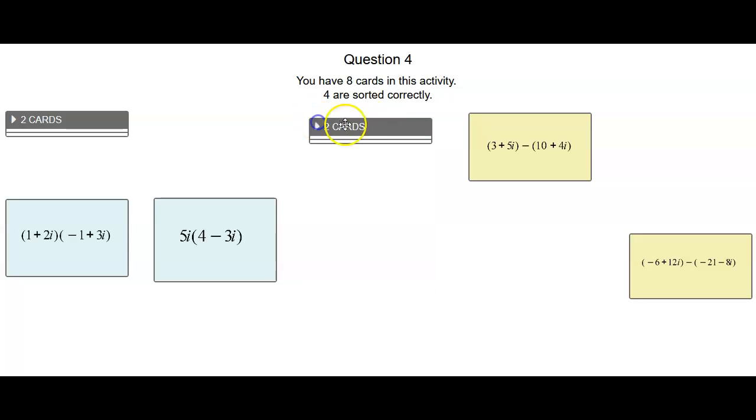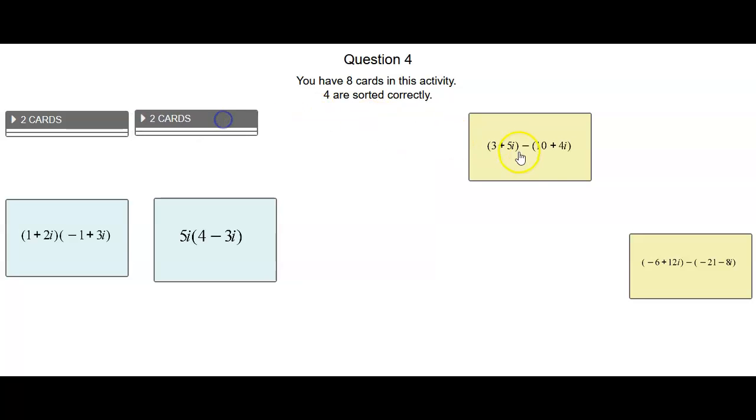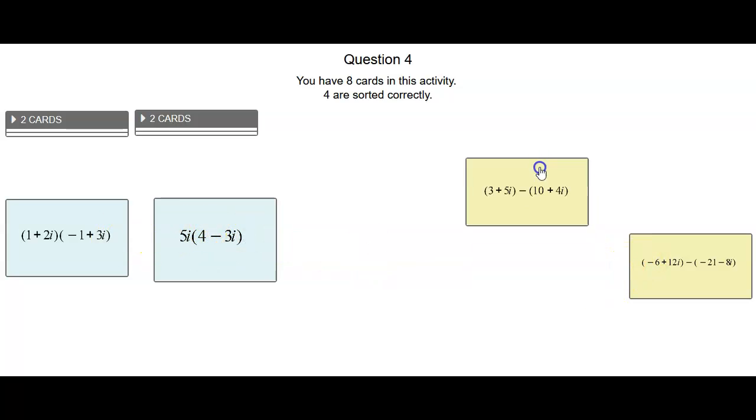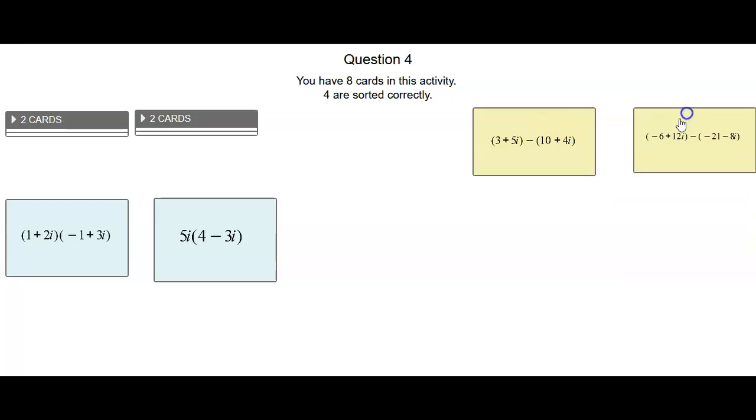And again, we can see that we've got them sorted correctly because it now tells us that we have 4 cards sorted correctly. All right, so we've got these two that need to be matched up with these two. So with these brown ones here, I'm just going to subtract each one of these. So starting with this first one here, we have 3 minus 10 is -7, and 5i minus 4i is positive i. So this one is -7 plus i.